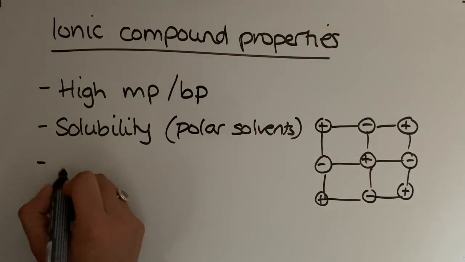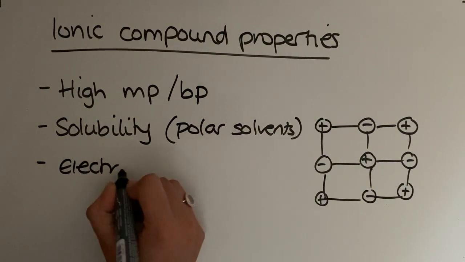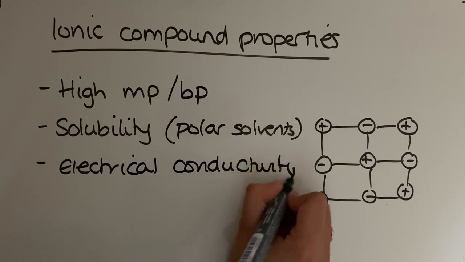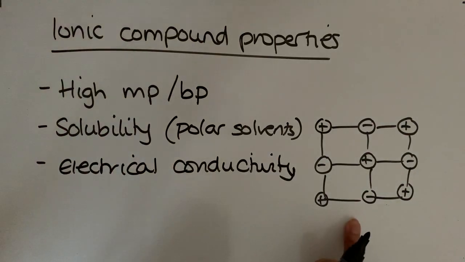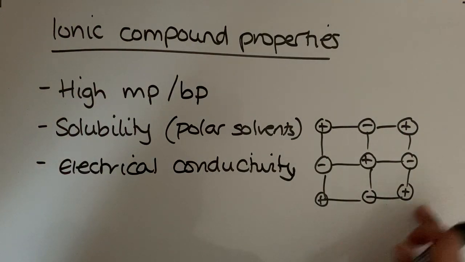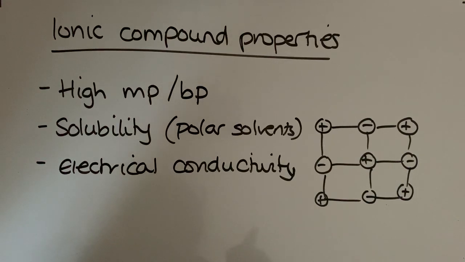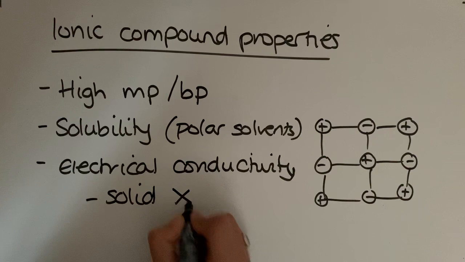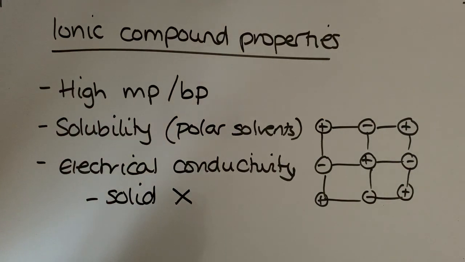And the last one is electrical conductivity. That's essentially, can it conduct electricity or not? It's worth noting that as a solid, this ionic compound cannot conduct electricity. The reason is that these ions are held in fixed positions in this ionic lattice. They can't move, they're held in place by the ionic bonds. So as a solid, we cannot conduct an electrical current because we do not have free moving ions.